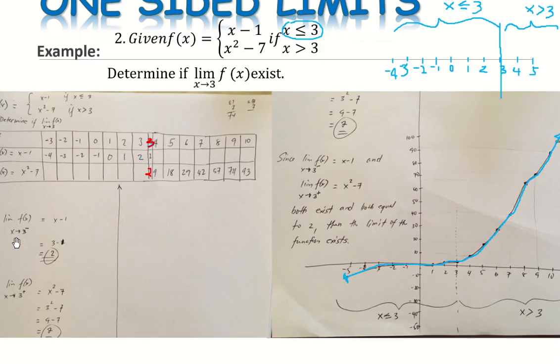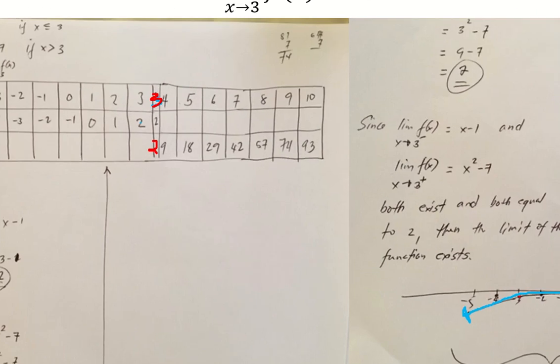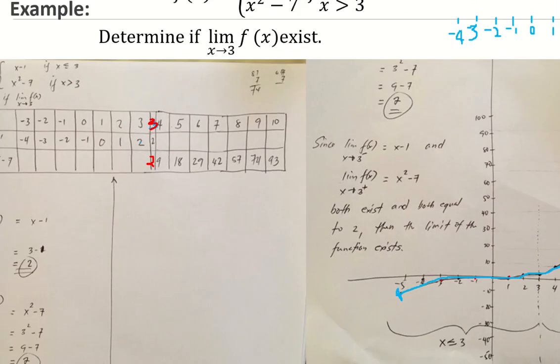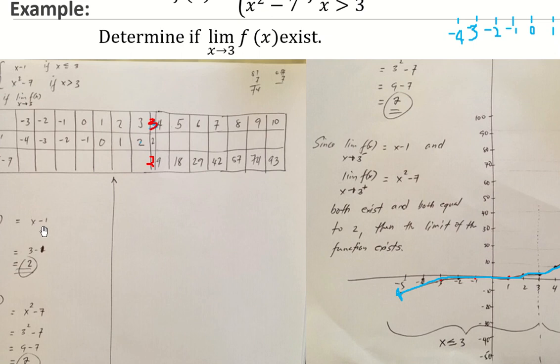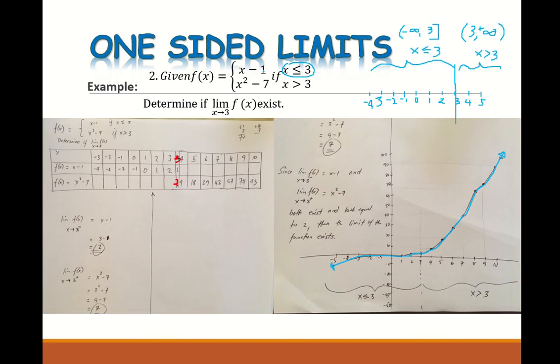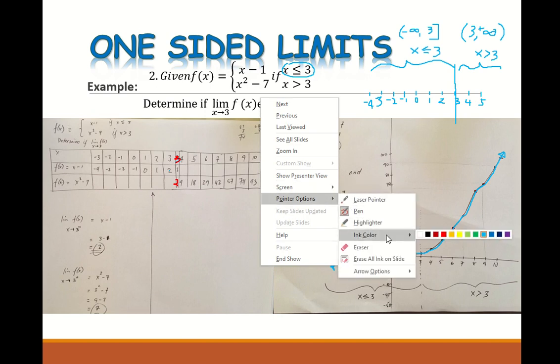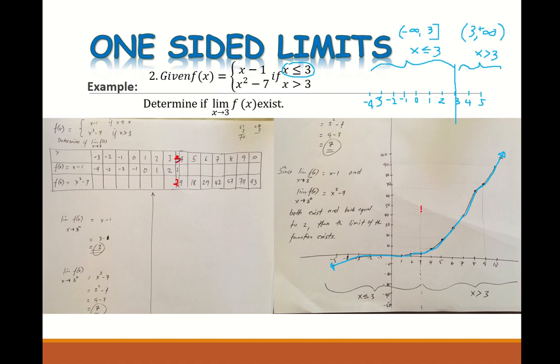So, limit of the function as x approaches 3 from the left side, so this is negative. Let me enlarge this. Okay, so substituting, we have x minus 1. From the left, x approaches 3. Okay, so where is 3? This is our 3 here. So x approaches from the left.